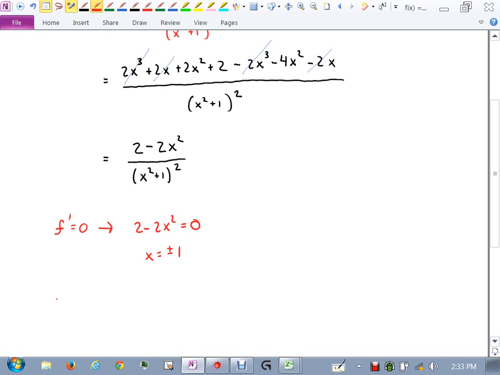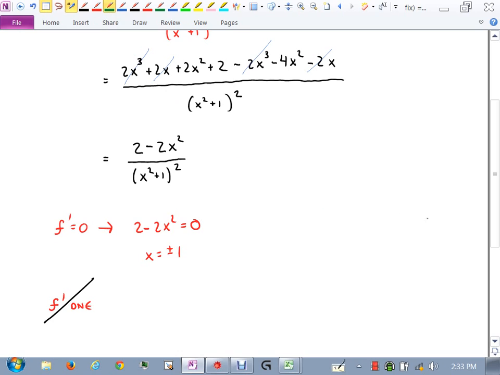And then when is it undefined? Or when does it not exist? Not happening. Because your denominator can never be 0. x squared plus 1 can never be 0. So you don't have to worry about that.